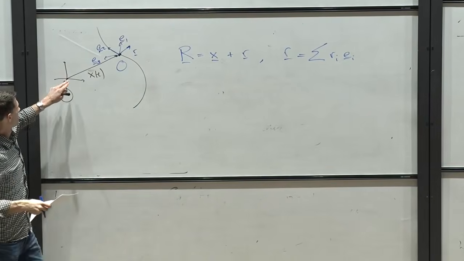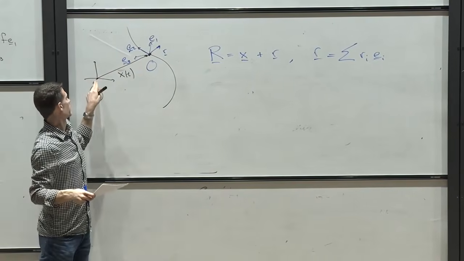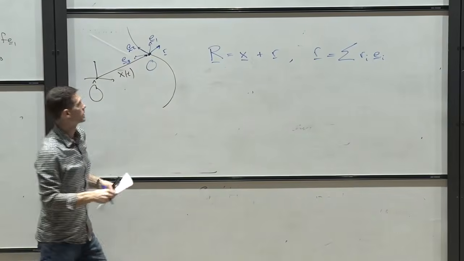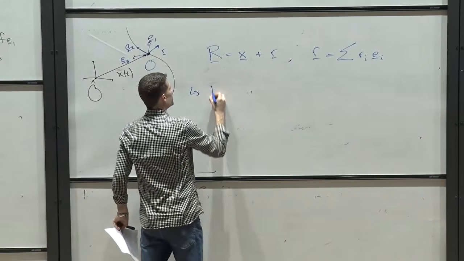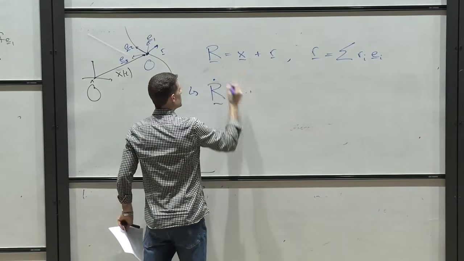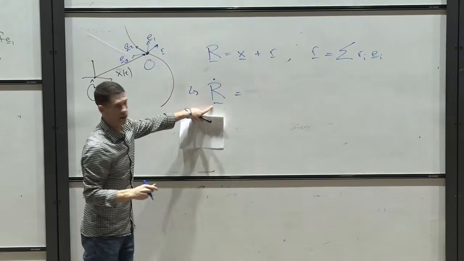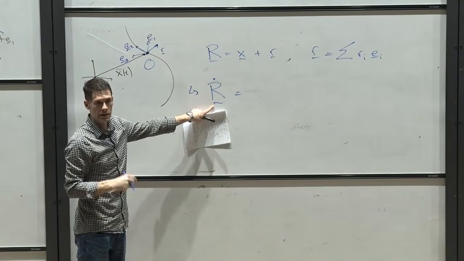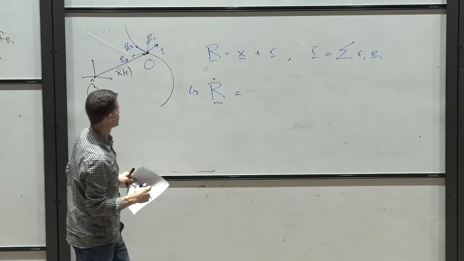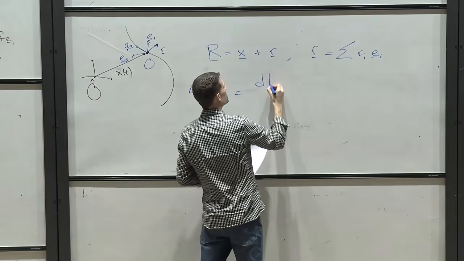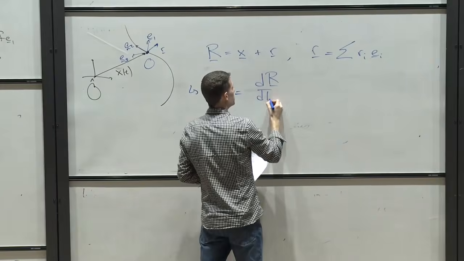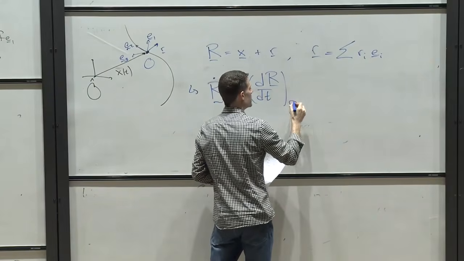So I want to add it to the picture. Big R is the vector from the inertial frame to the point. And dR/dt is what I mean by the true velocity, a velocity measured from the inertial frame. So let's write that notationally as dR/dt measured in S hat.